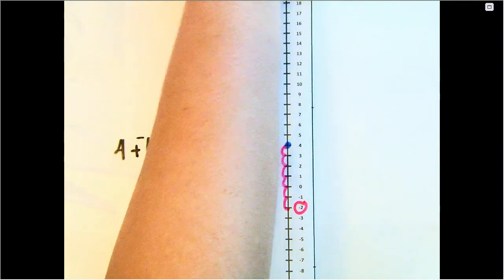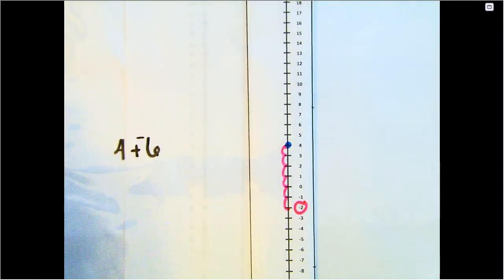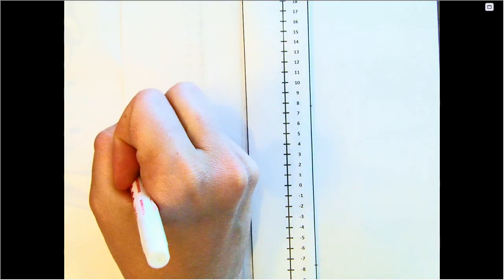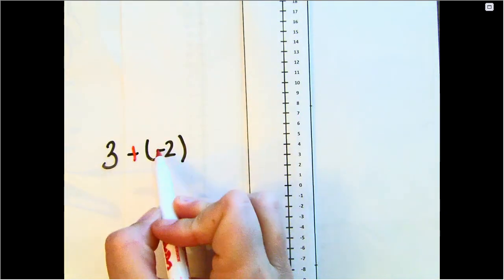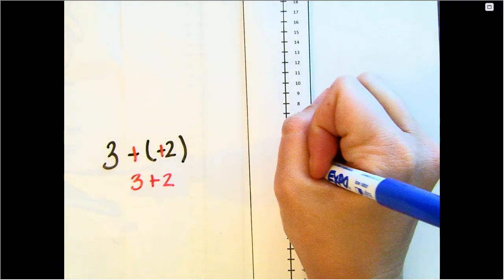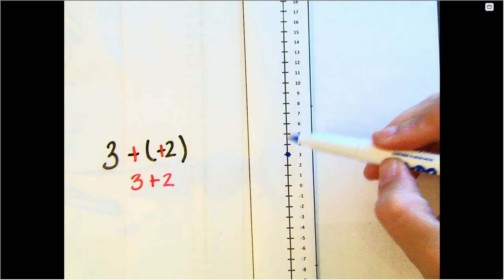I'm going to fill that into my table. The next one on the table is 3 minus negative 2. From the previous lesson, we discovered that adding the opposite, so adding the opposite of negative 2 is positive 2, so I'm going to do 3 plus 2. I'm going to start at 3, and then I'm going to add 2 to that. 1, 2, that puts us at 5.